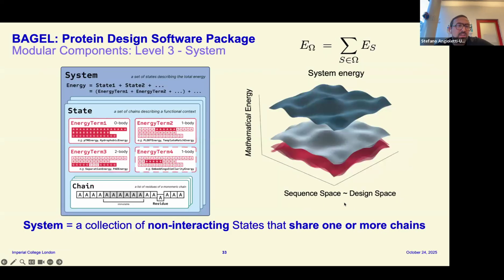And finally, we can have multiple states. And I'll give you an example later of a typical multi-state optimization problem. So the total energy is the sum of all the energies of the single states that you have in your system. With this, we can specify basically almost any optimization problem that we have in protein design and protein engineering.